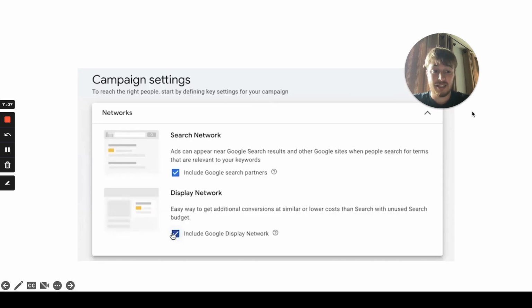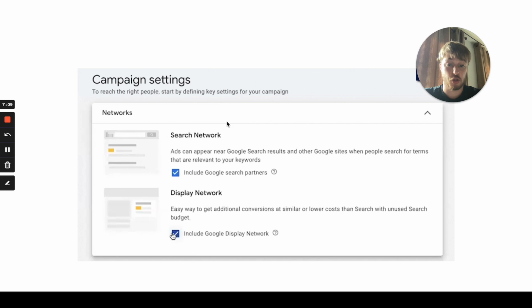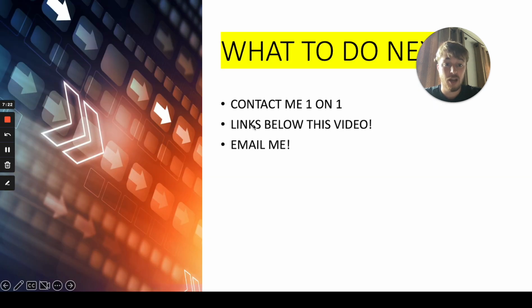Now, another thing is search network. With Google Ads, we are only choosing search, right? We don't want to waste time and money, so we exclude display network and only go by search network. So basically keywords, right? So what to do next?